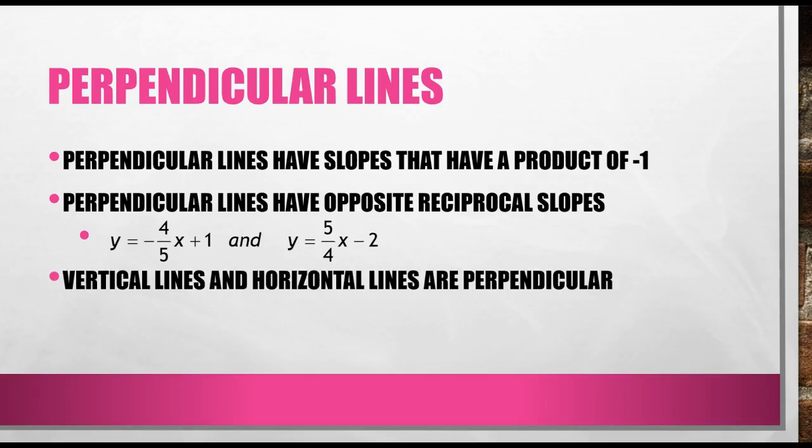Also, vertical lines and horizontal lines are perpendicular. So a vertical line might be x equals -4, and a horizontal line would be y equals 2. Those two lines are also perpendicular.